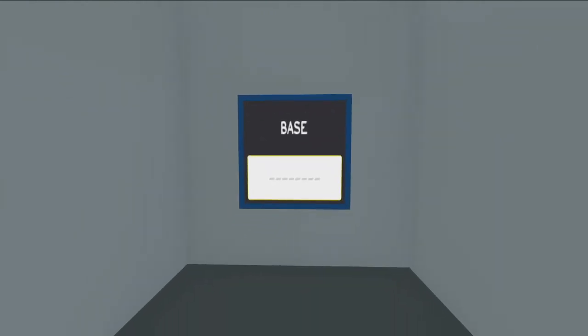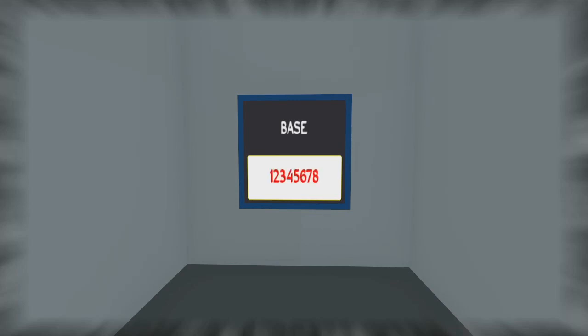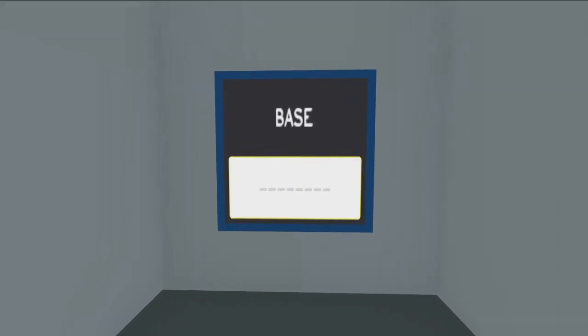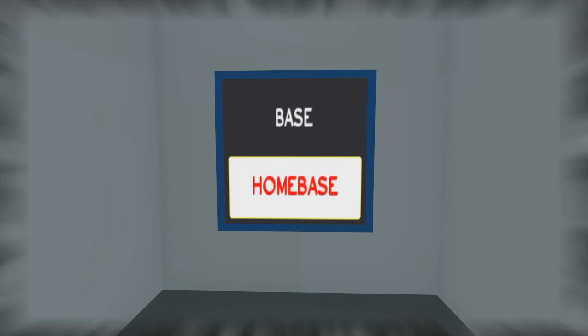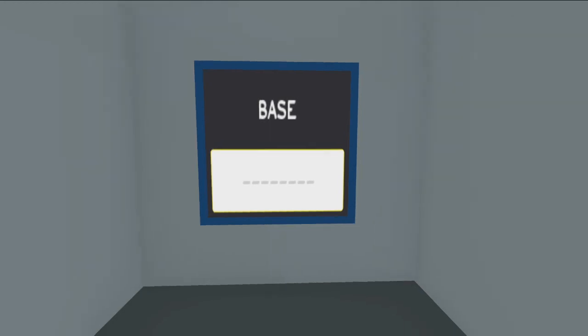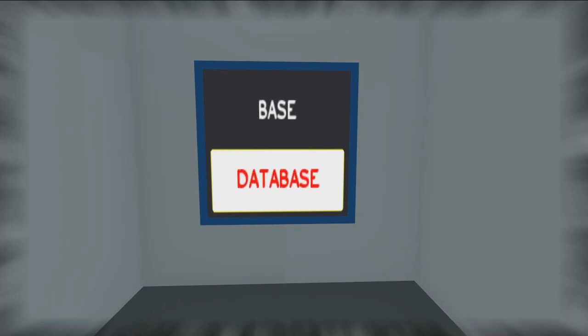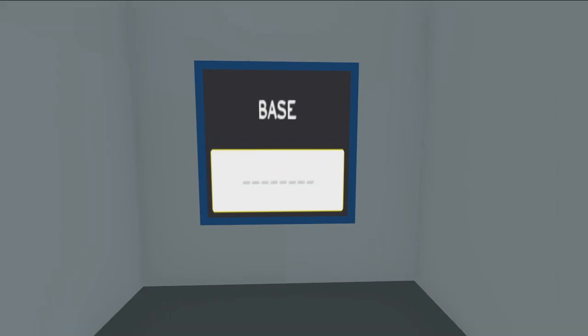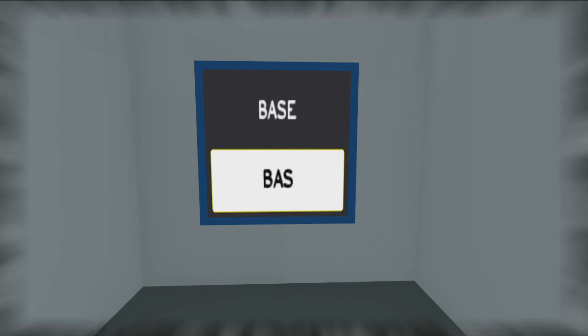Base. And how many letters is this? 1, 2, 3, 4, 5, 6, 7, 8. It's an 8-letter word. Contains B-A-S-E. Baseball doesn't make sense. Home base, because we're at a home. Bedroom, you go out onto your patio, you've got a garden with flowers, and then you've got a hedge maze that leads you to... I don't think it would be database. Basement is a room. There we go, basement.